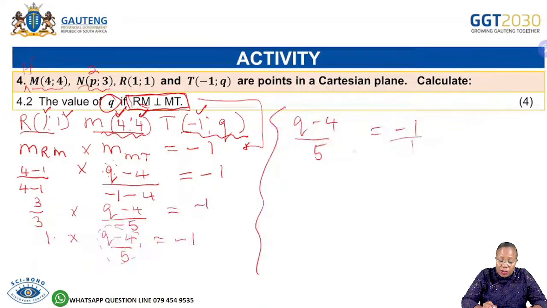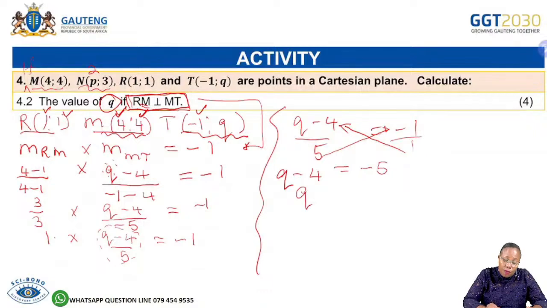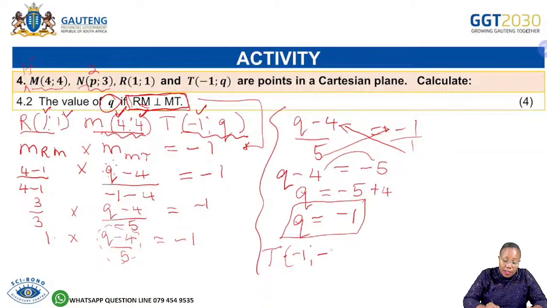And then remember, this is over 1. We are crossing this to that side. And then this will remain Q minus 4 because we are multiplying with the 1. And then 5 times negative 1 is negative 5. So we have Q minus 4 equals minus 5. And then we take 4 to this side, it will be positive 4. And then the Q value, grade 12, will be negative 1. So that means the actual coordinates of T are minus 1 and minus 1, grade 12.